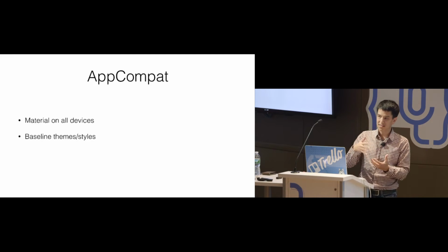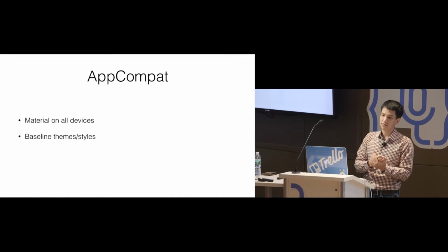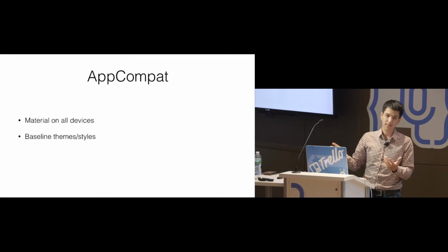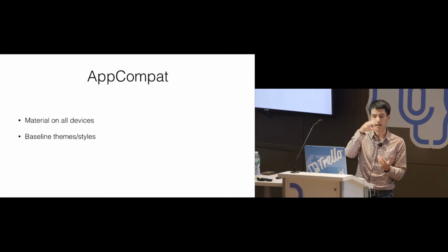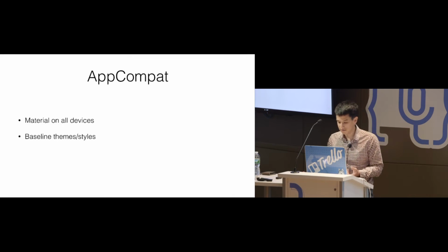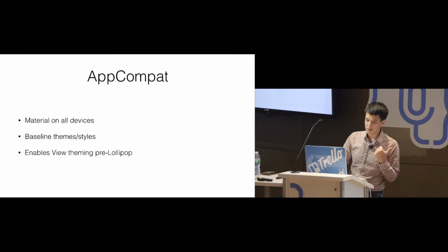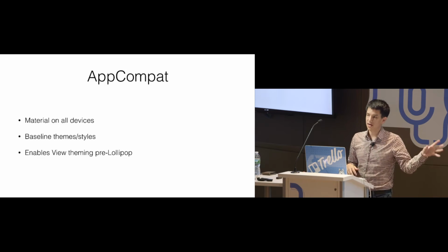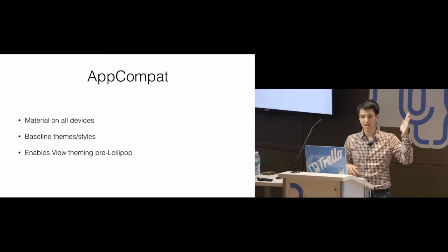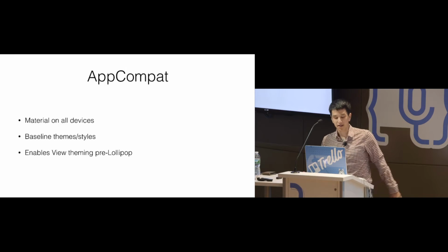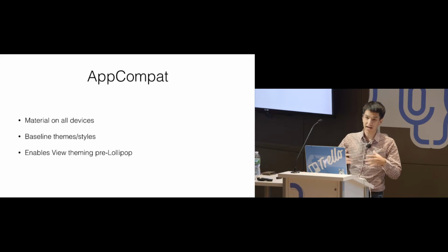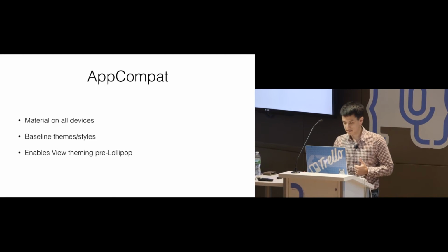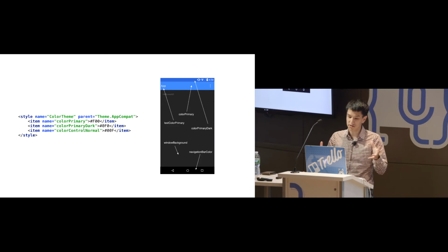It also provides a bunch of baseline themes and styles. So if you want to create a new button style, but you just want to take one and modify it slightly, it's a lot easier to do that with AppCompat. If you don't have AppCompat, then you end up having to create multiple styles for different versions of Android. And the third thing it really gives you is that it enables view theming pre-Lollipop. View theming was added in Lollipop, and amazingly they were able to backport that, which is really awesome. So that's a feature you can actually use this year instead of waiting 5 years from now when Lollipop becomes the min SDK version. So just a brief overview of some of the things you can do with themes.